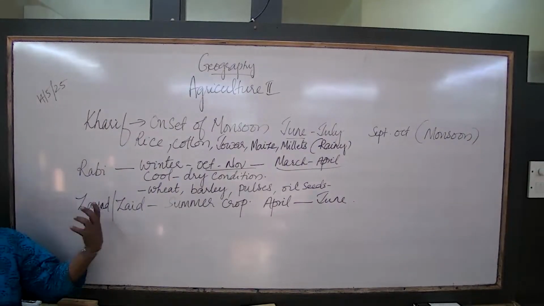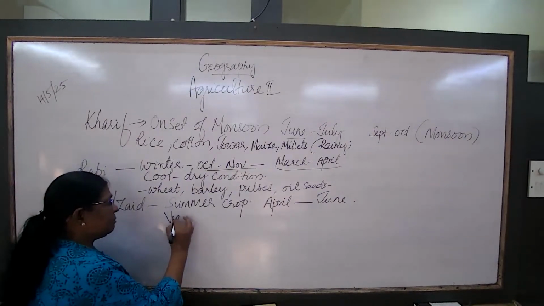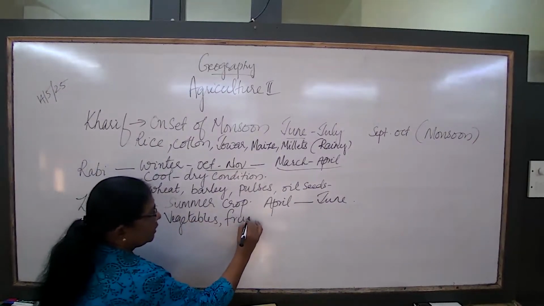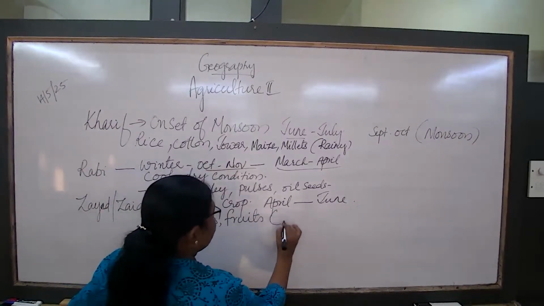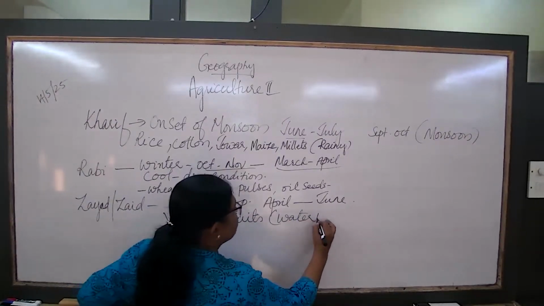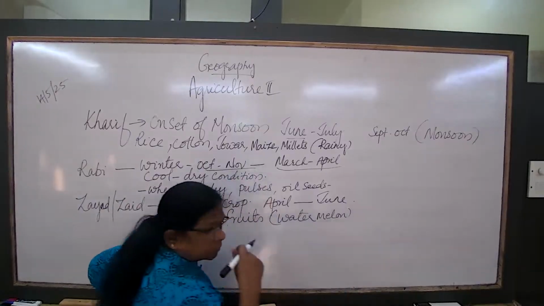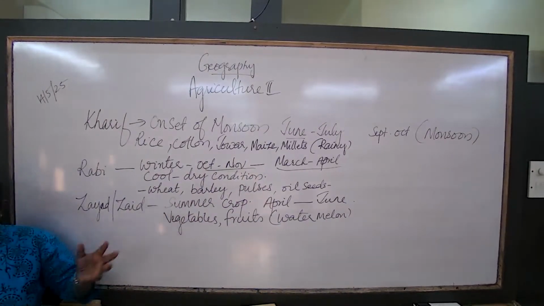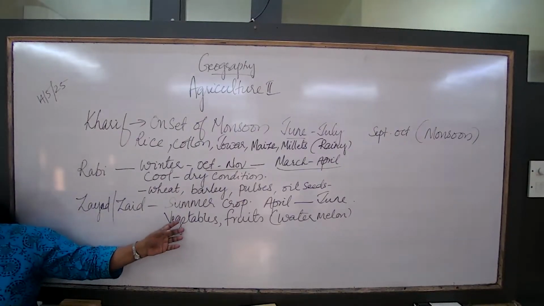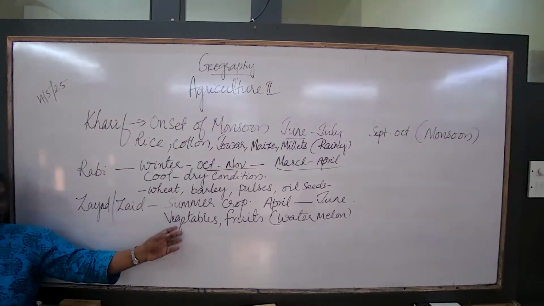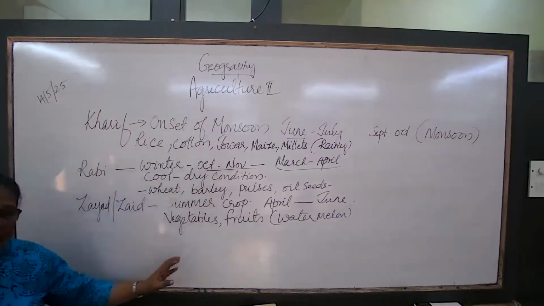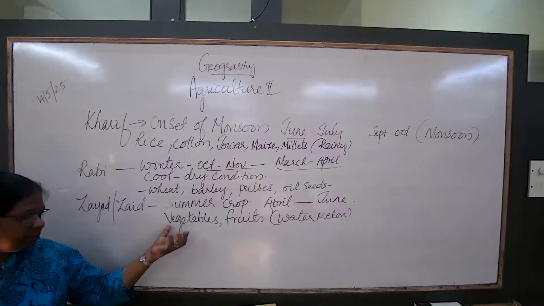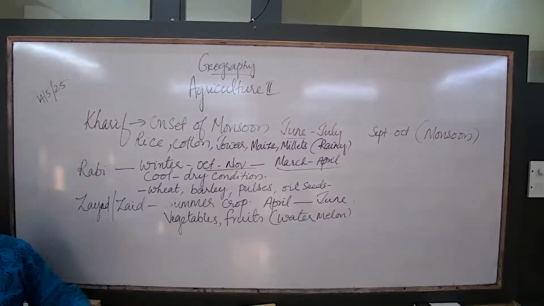Again, what all things are there? Vegetables, fruits. It includes mainly watermelon and this one, muskmelon, used to be grown during that time. What is it? Pea. Okay. You got all the three seasons clear, and the crops grown during that season also.